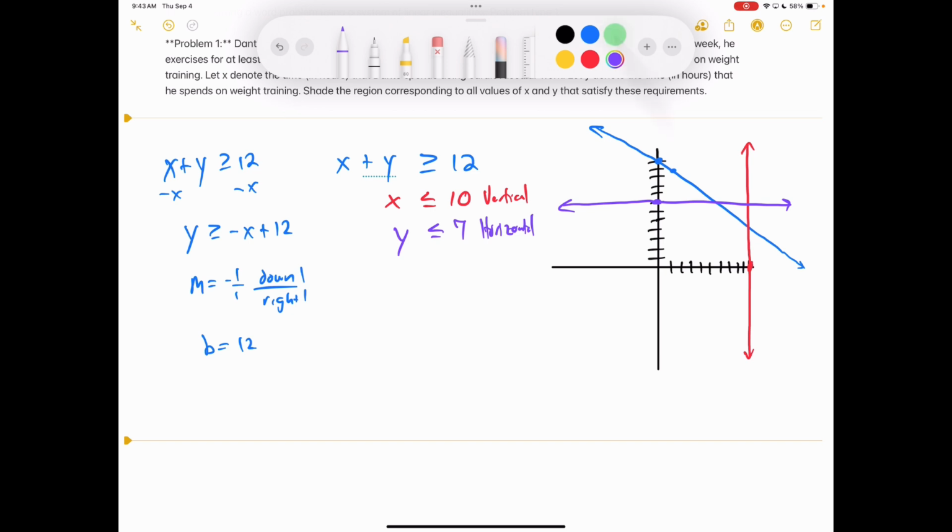Oh, you know what we forgot to do? We forgot to shade. So for my x less than or equal to 10, I'm going to shade to the left because of smaller numbers. Y is less than or equal to 7, so I shade down. So I'm to the left of the red line and below the purple line.